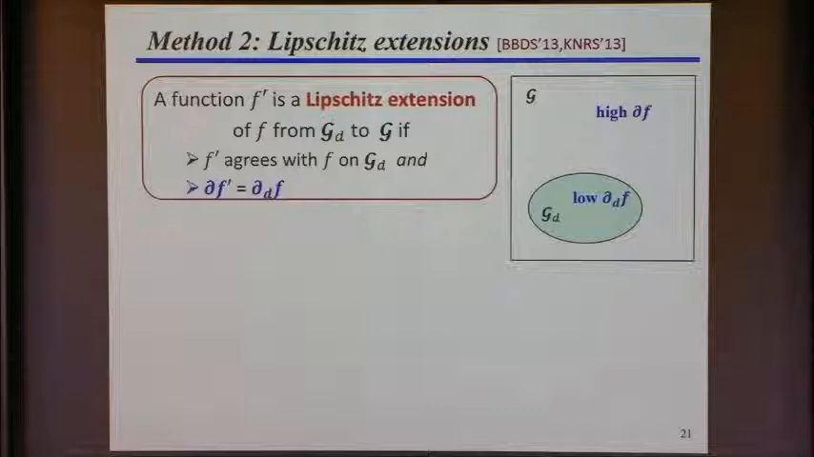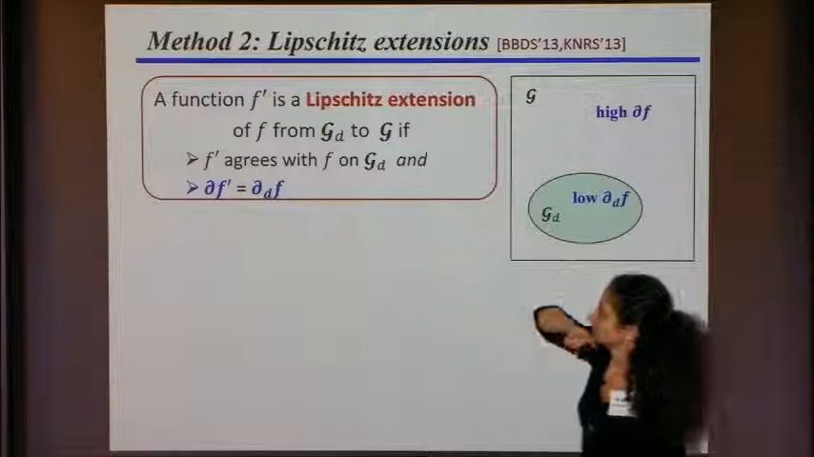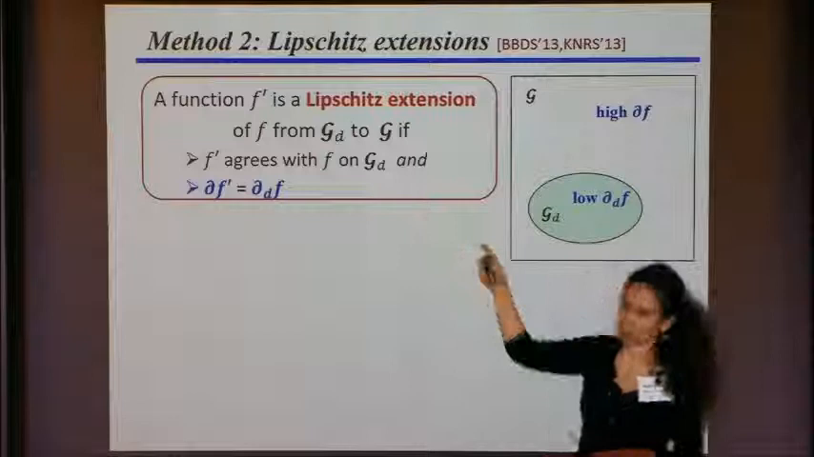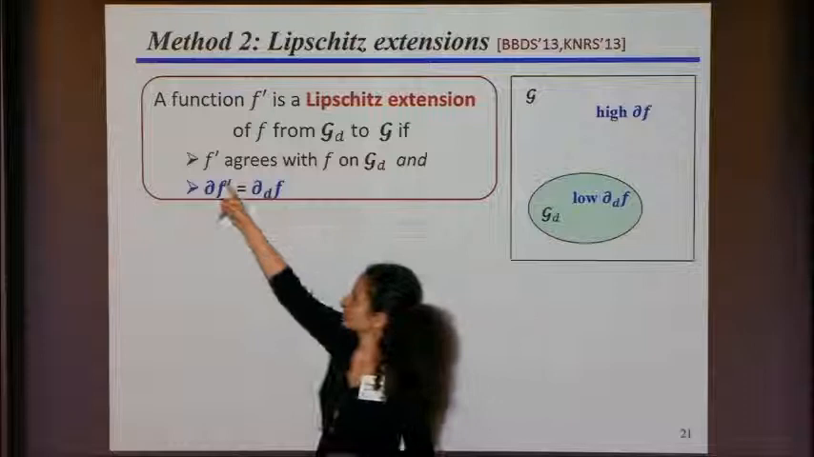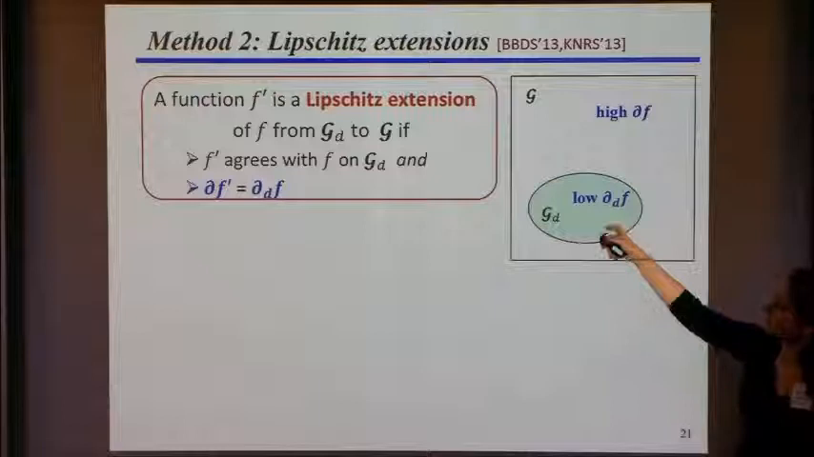So a function f prime is a Lipschitz extension of f from bounded degree graphs, graphs of degree at most d, to general graphs, if it agrees with f on bounded degree graphs, meaning it produces the same answers. And moreover, the global sensitivity of this new function overall is the same as it was on the smaller set. So here's a picture: we have some function where global sensitivity is low on bounded degree graphs and high in general.